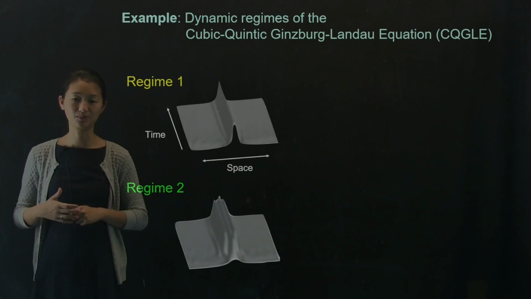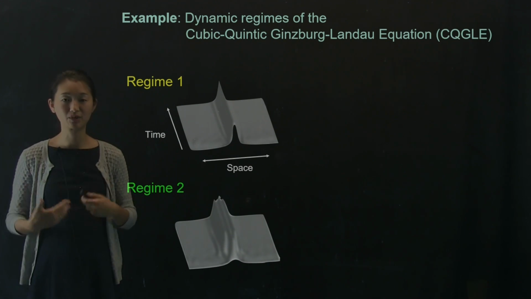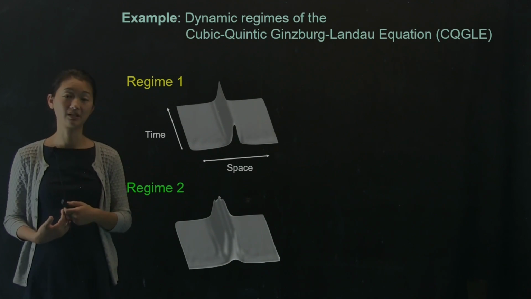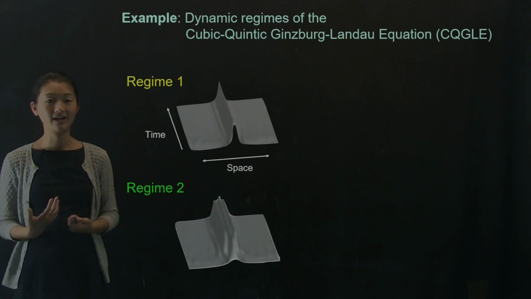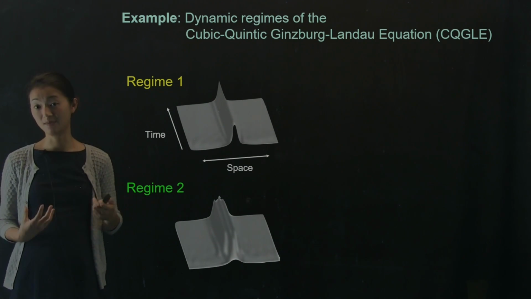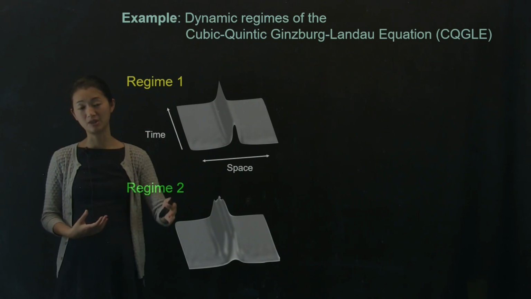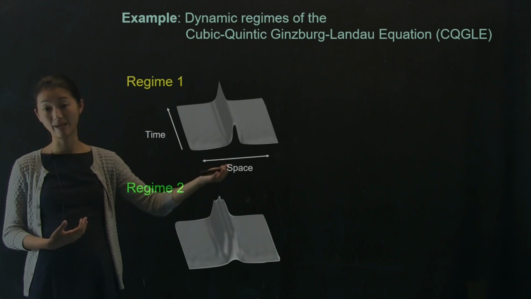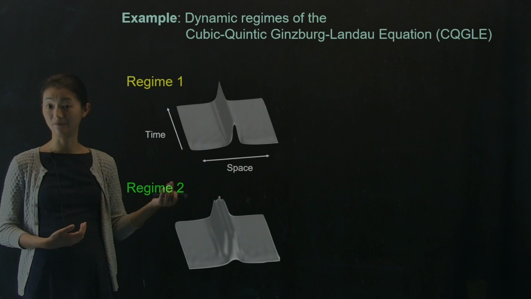So one of the examples we demonstrate is a dynamic regime classification in the cubic-quintic Landau equation. This equation has a couple of parameter regimes that have qualitatively different behaviors. So what I'm showing you here are two regimes. Here is space, here's time. These are the solutions, or at least the absolute value of the solutions. And you can see these two regimes, they're visually pretty different, right?